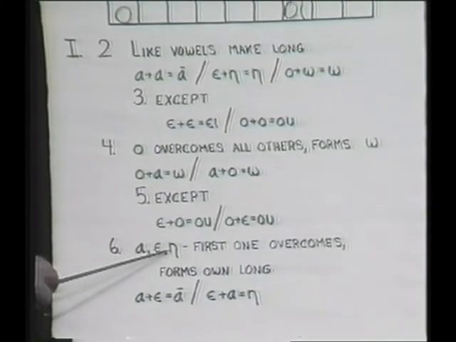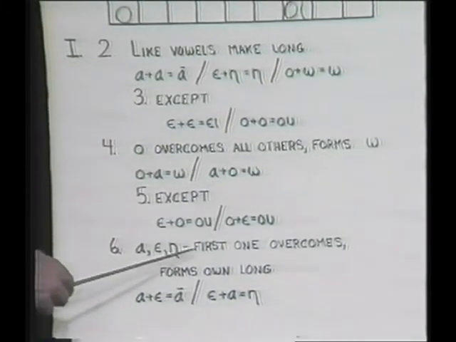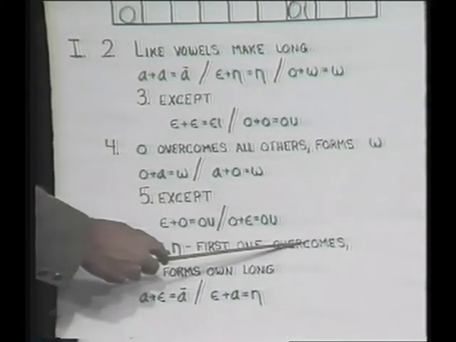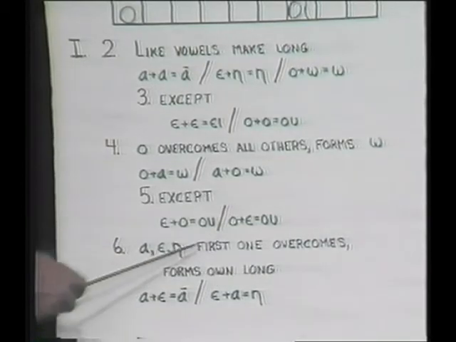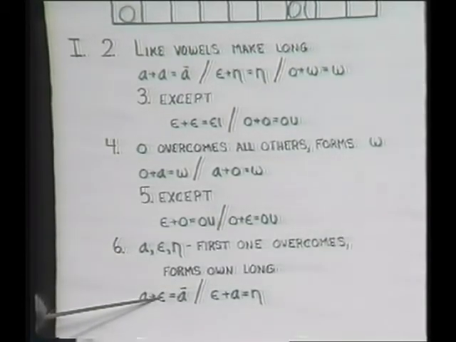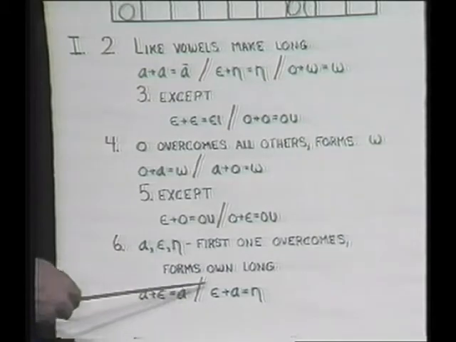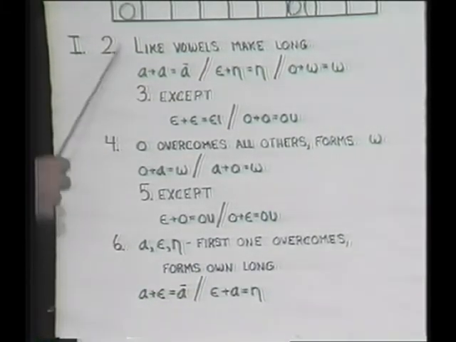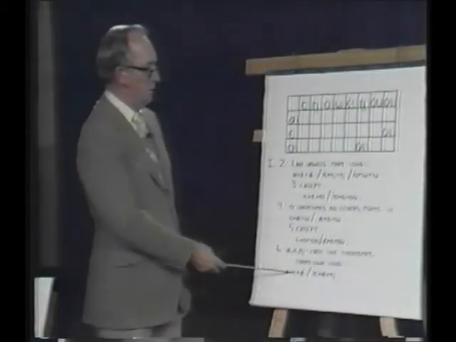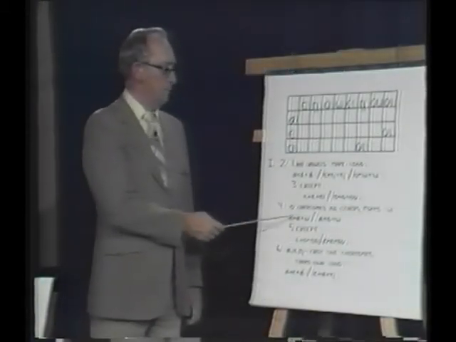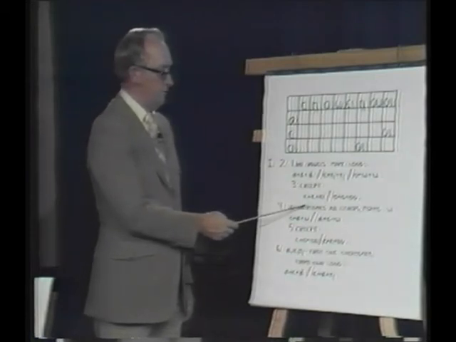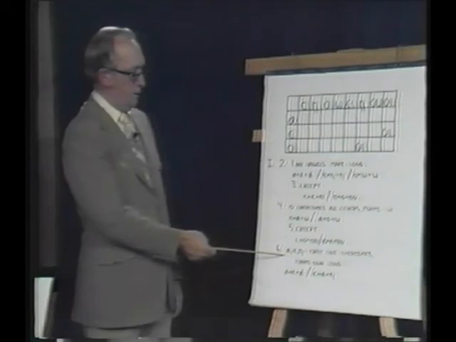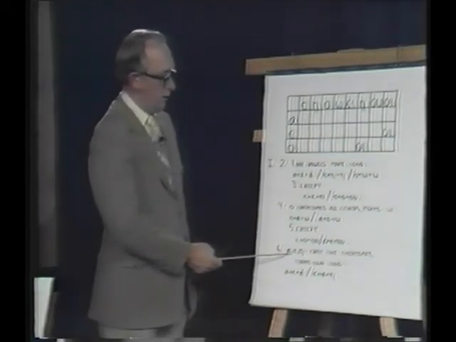This is rule 6: when alpha, epsilon, or eta come together, whichever one comes first overcomes the other and forms its own long. So alpha plus epsilon would be alpha long. Epsilon plus alpha would be eta. So those are the basic rules, those three rules really. Two like vowels make a common long. O overcomes all others and forms omega. And when alpha, epsilon, or eta come together, the first one forms its own long.